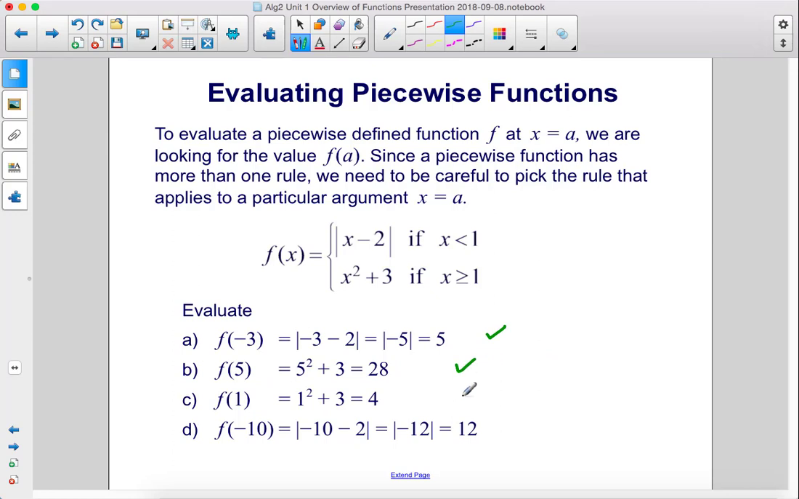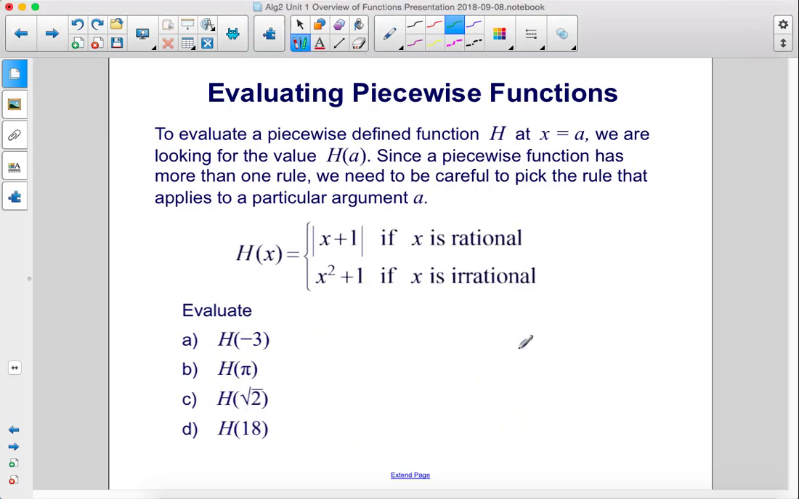And here are all of our answers. To evaluate a piecewise defined function h at x equals a, we are looking for the value h of a. Since a piecewise function has more than one rule, we need to be careful to pick the rule that applies to a particular argument a. Alright, so we're going to do absolute value of x plus 1 if x is rational, and x squared plus 1 if x is irrational.